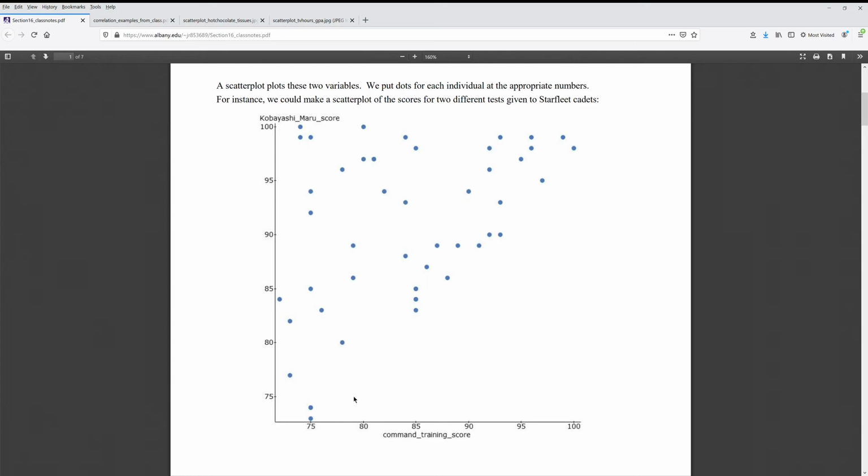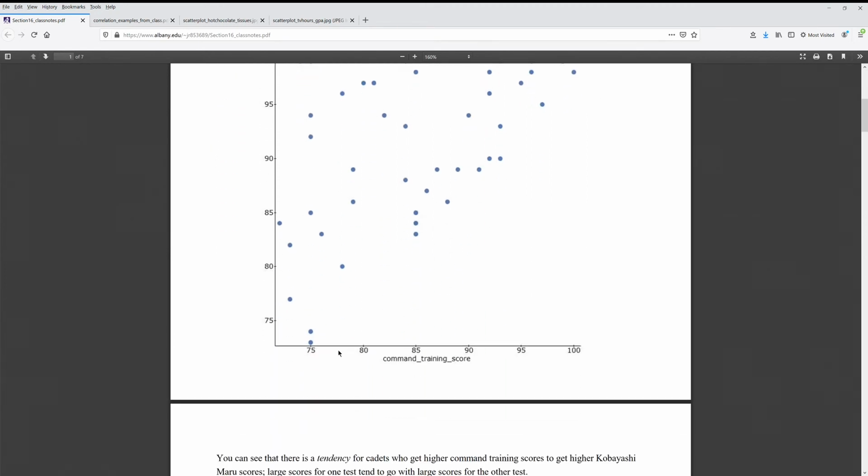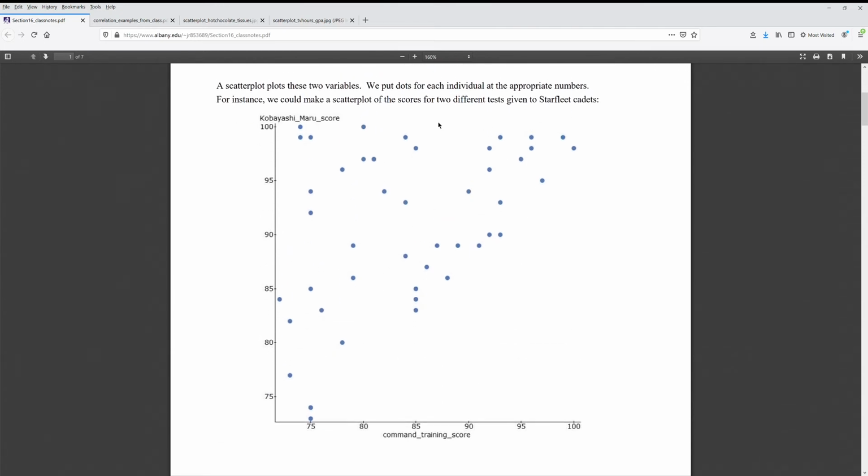Notice, by the way, that this is not like graphing in the mathematical sense. There's no reason in the world that you couldn't have individuals that have the same command training score but different Kobayashi-Maru scores. There's no reason why you couldn't have individuals that were the same age but different heights, or the same height but different ages. So you can have dots next to each other or directly above and below one another. There's no reason in the world you couldn't have that. But again, once you've got the scatter plot, you can see the general trend of the relationship.